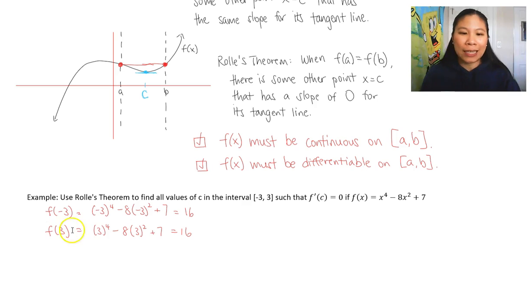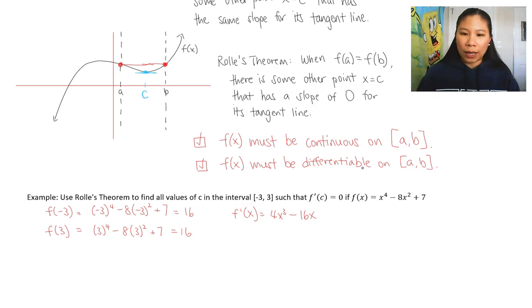So when I plug in -3 and 3 into my f of x, I end up with y values of 16 for both of them, which means the slope between these two points would be 0. Okay, so Rolle's theorem works. Let's actually find those values of c then, where the slope is equal to 0. If our function is x to the fourth minus 8x squared plus 7, in order for the slope to equal 0, we have to find the derivative and then set that equal to 0. So the derivative of f of x using the power rule would be 4x cubed minus 16x.